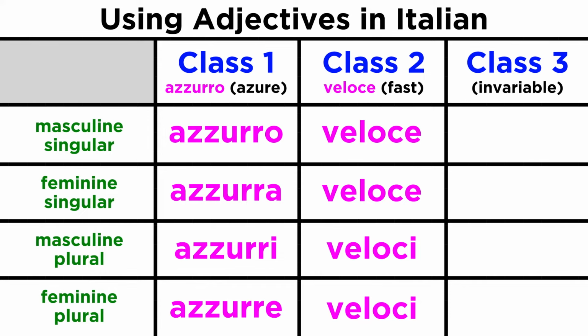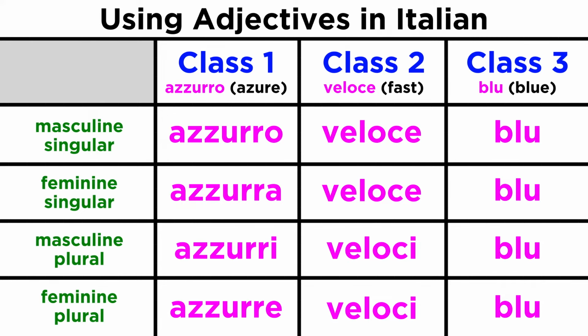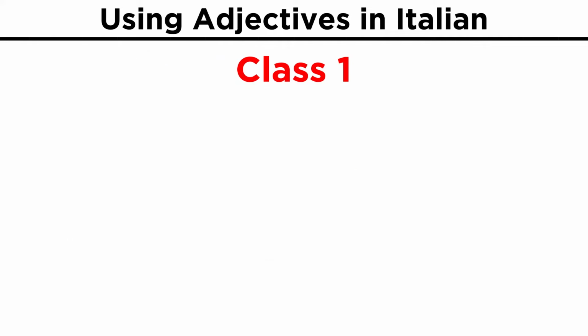And lastly, a handful of adjectives have just one invariable form. Regardless of gender or number, we always use the same form. Blu is such an adjective. La penna blu. Le penne blu. Always the same. Now let's see some examples of adjectives and assign them to the classes they belong to.